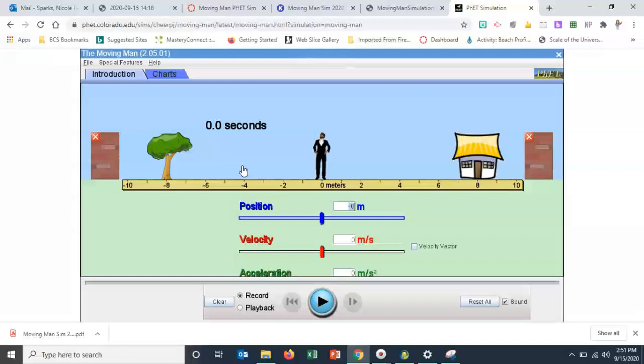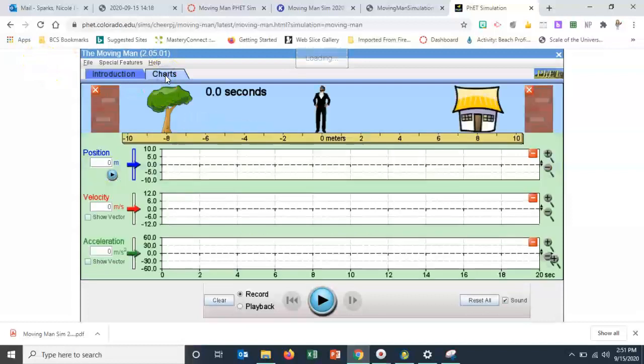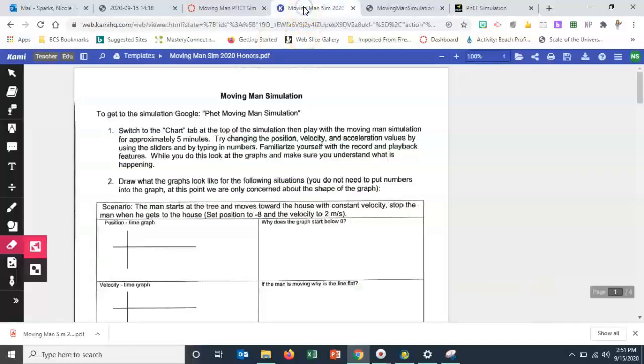So two different types of tabs here, introduction and charts. We're actually going to be working on the charts tab today. And let's go back to CAMI just to take a look at the actual directions. It says switch to the chart tab, which we just did, at the top of the simulation, then play with the Moving Man simulation for approximately 5 minutes. Try changing the position, velocity, and acceleration values by using the sliders and by typing in numbers. Familiarize yourself with the recording or playback features. While you do this, look at the graphs and make sure you understand what is happening.